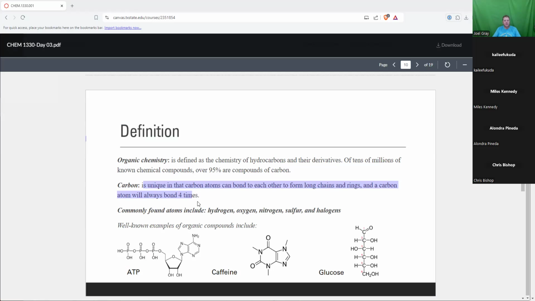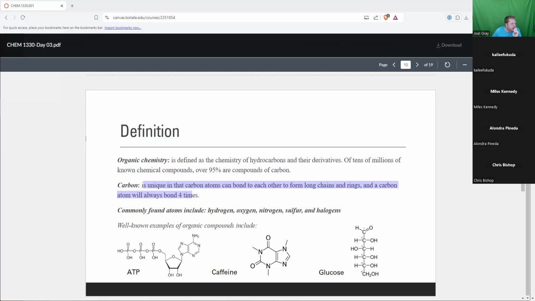What that means is, what type of hybridization does carbon almost always have? Maybe not almost always, but when carbon's bound to 4 things, what type of hybridization does carbon have? sp3, perfect, great job. It's sp3 hybridized. That's going to be pretty common.